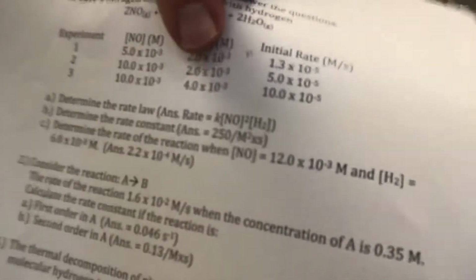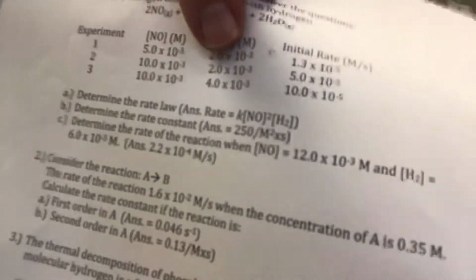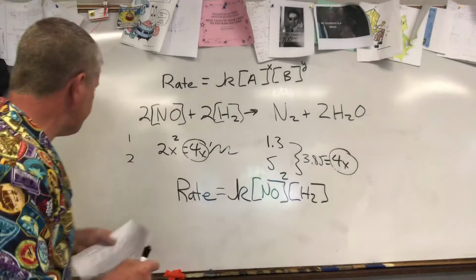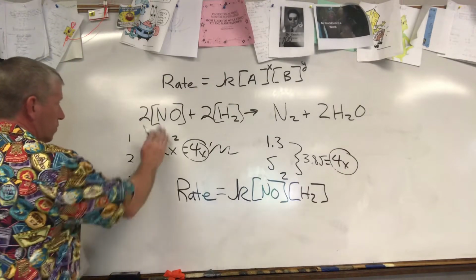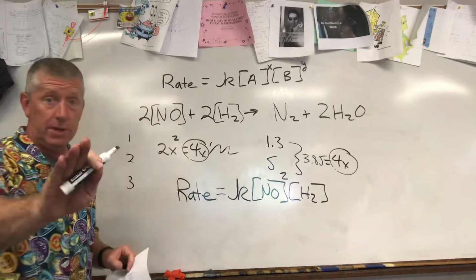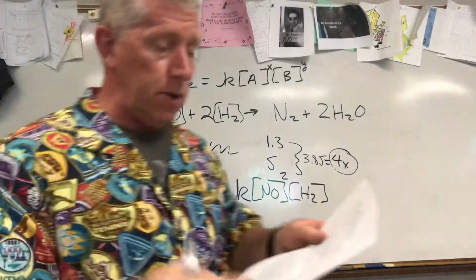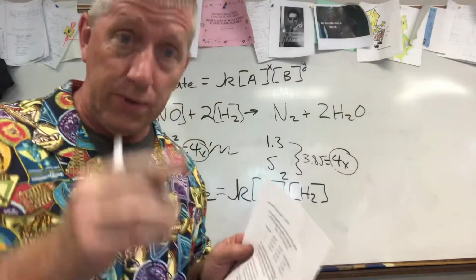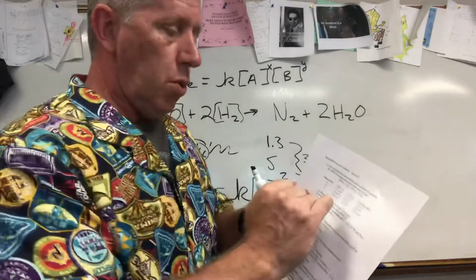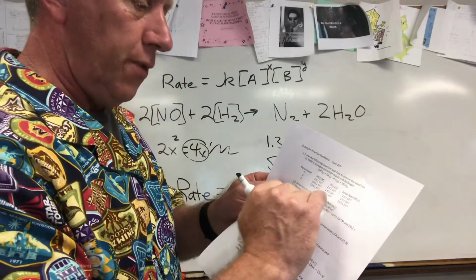Okay, for the hydrogen, we kept it the same for trials 1 and 2. We didn't change it, that's control. For trials 2 and 3, we changed the hydrogen, but look what we did. We kept the nitrogen monoxide the same. The control is between experiments 2 and 3, we left this one the same, but we doubled the hydrogen. So when we went with the hydrogen from 2 to 4, we doubled that one.